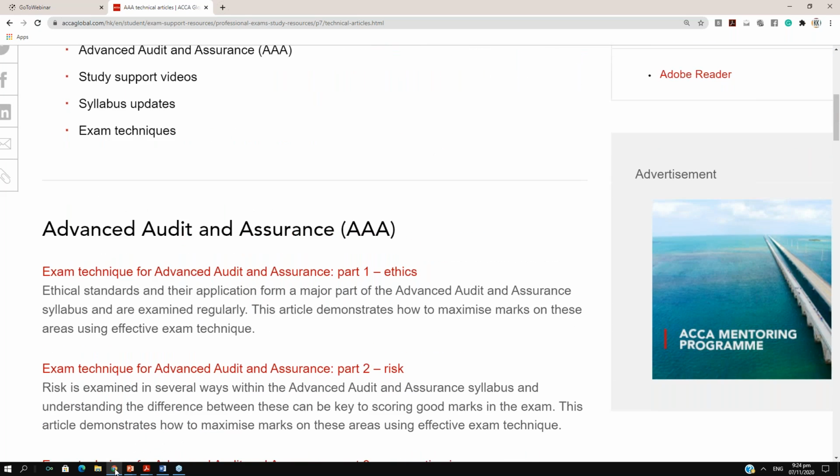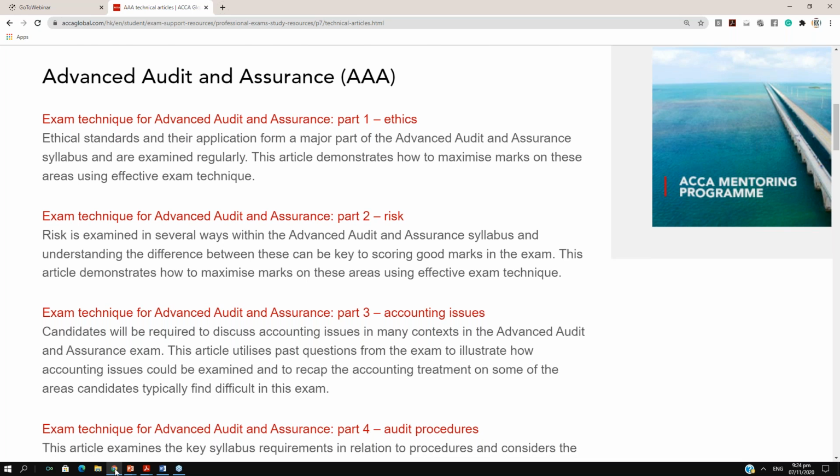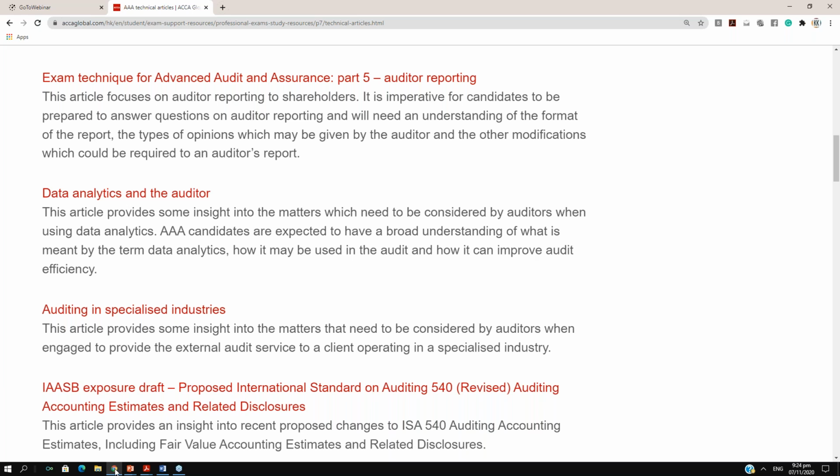So if you look at this website where you have the articles, I have already recommended you to read this article, which is the exam technique article part 5. Can you look at the first article in front of your screen now? This article, exam technique article part 5. Did I recommend you to read it? This will give you all you need to know about the audit report to shareholders. But there is another article.